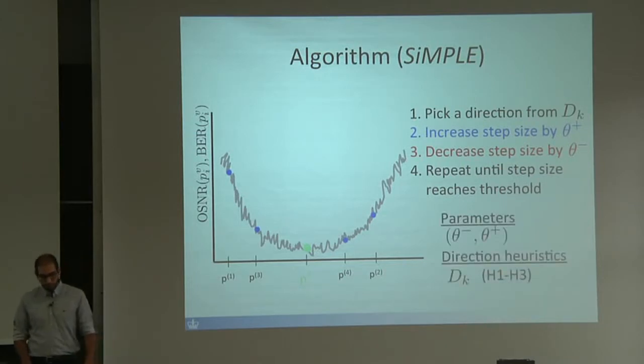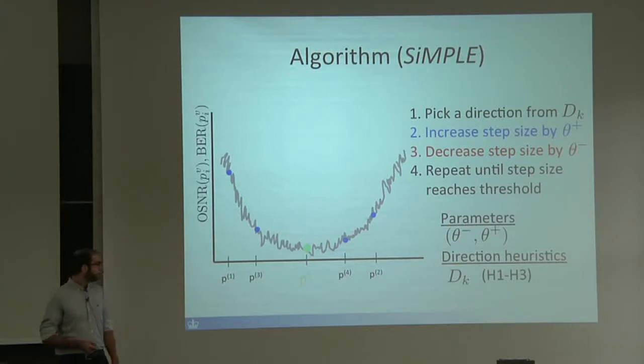Now the two most important parts of this algorithm are these parameters, theta minus and theta plus. So theta minus is a parameter that chooses how to decrease the step size if you made a bad step. And theta plus is how much you increase the step size by if you made a good step. And you'll see that these will become very important later on.